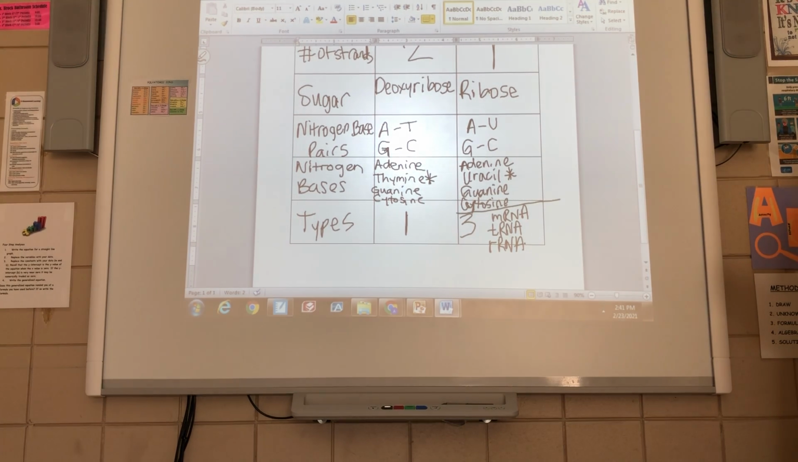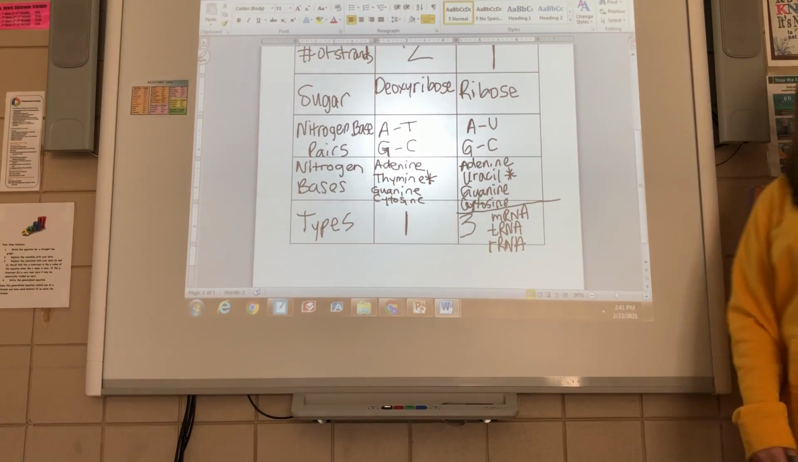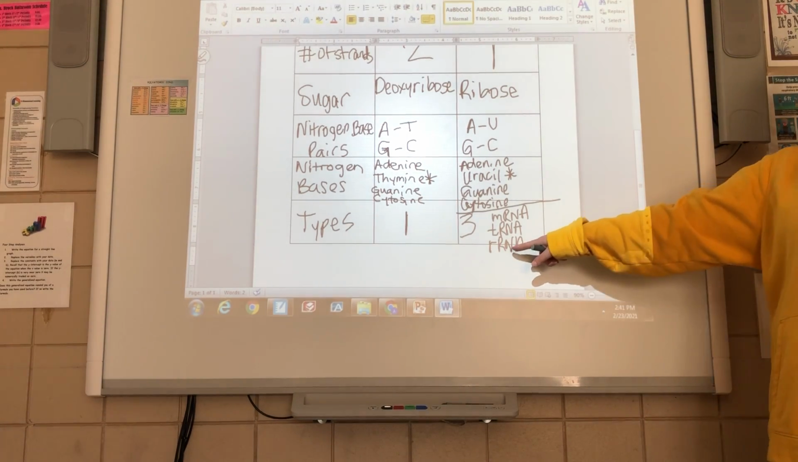What's the third one? That's an R. I'm sorry, rRNA. mRNA, tRNA, and rRNA, ribosomal.